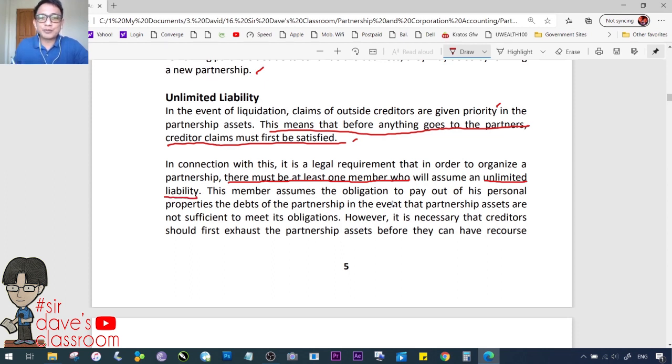This member assumes the obligation to pay out of his personal properties the debts of the partnership in the event that partnership assets are not sufficient to meet its obligations. That means to say, class, if he is to pay out of his personal properties, pwedeng habulin ng mga creditors kahit yung kanyang bahay, lupa, tama? Yung kanyang personal properties in order to satisfy yung deficiency ng partnership. So, mahirap nga ba yun? Tignan natin, may advantages at disadvantages ang pagiging general partner.